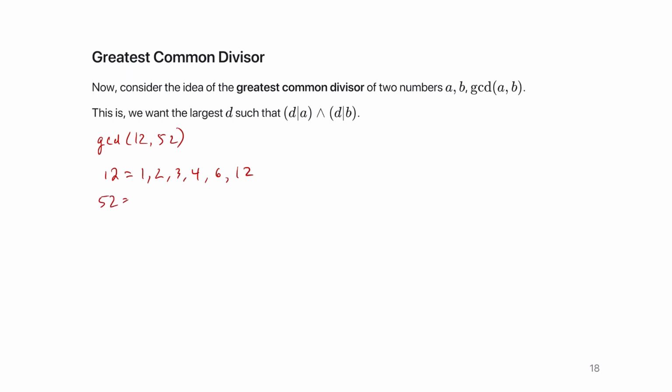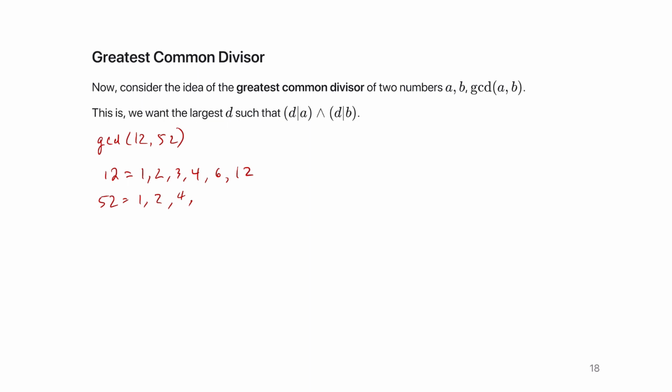What are the factors of 52? Well, we have 1, 2, 4, and so on and so forth. I think you get a 13 in there. 26, right? Okay, that doesn't sound right. There should not be a 6 there. Whatever, you get the idea. And what you have to do is essentially just write out all the factors and look at the largest one that's in both lists. Okay?